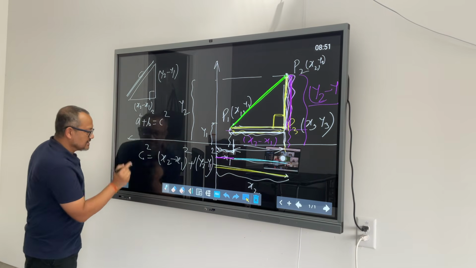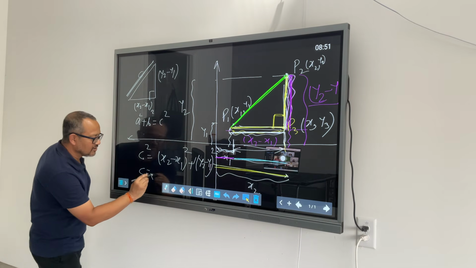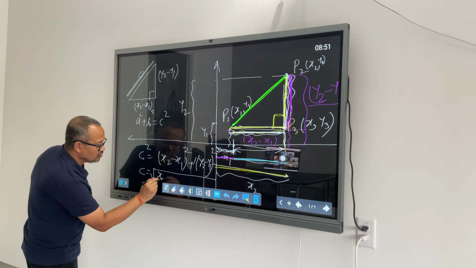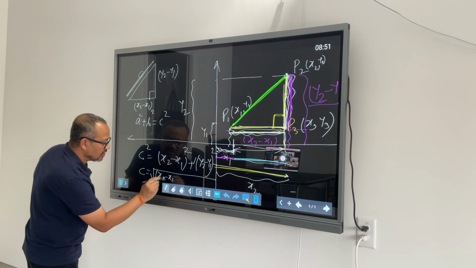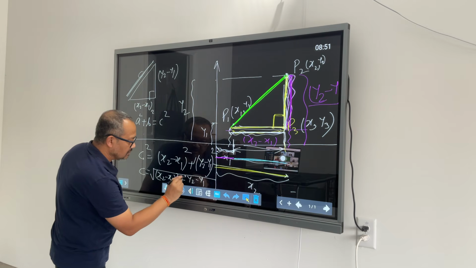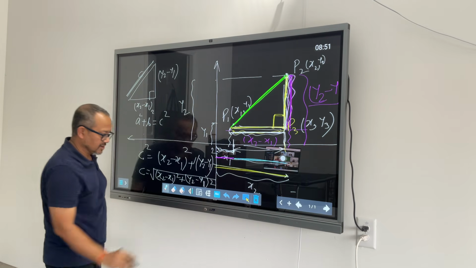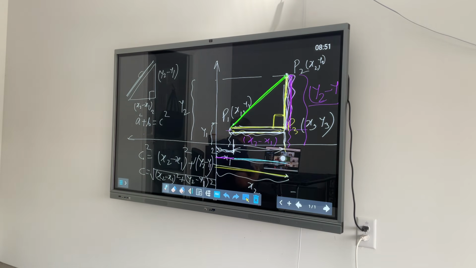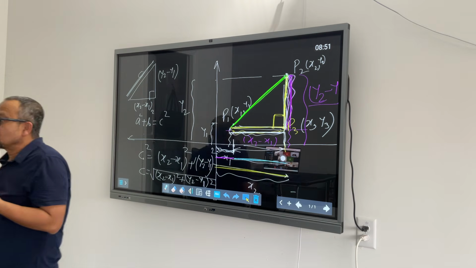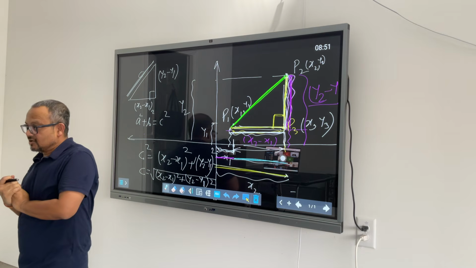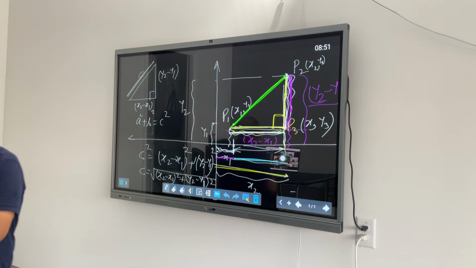Or the distance between the 2 points will be equal to square root of x2 minus x1 square plus y2 minus y1 square. And this might be sounding taxing to you guys. Don't worry about it. I was not trying to flex my skills or knowledge.